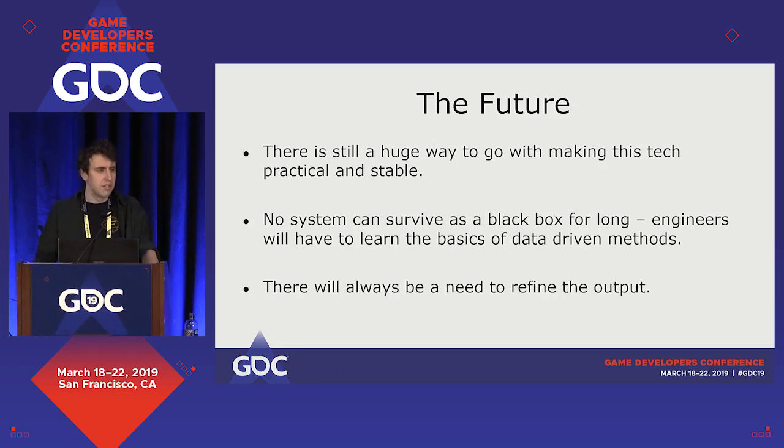And finally, I think there will always be a need to refine the output of these systems. So if you build a system which is a black box and where the output can't be adjusted or controlled, it's almost certain that it will fail in some way. So we always need some control, whether the control is on editing the output or actually tweaking the parameters of the system. This is always going to be required.